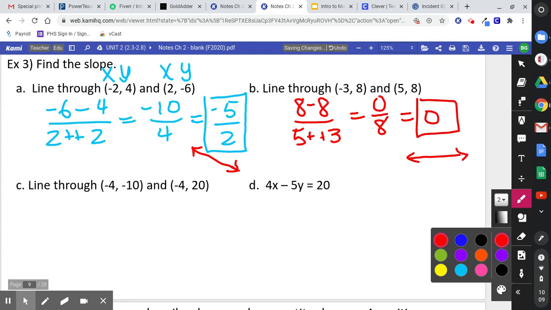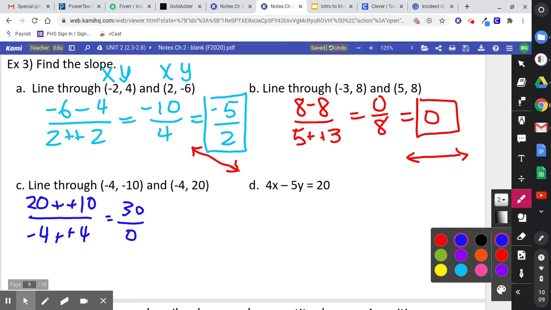Part C. y2 minus y1 over x2 minus x1. Add the opposite, add the opposite. 30 over 0. Okay, 30 over 0 is undefined. That must be a vertical line. So if it's over 0, it's undefined? Yes, 0 on the bottom is bad news, right? It's undefined. It won't work on your calculator. That's talking about a vertical line. Can't talk about slope. It's undefined.